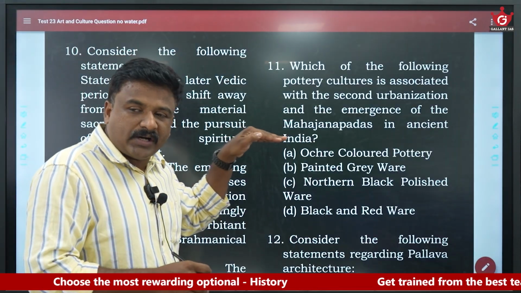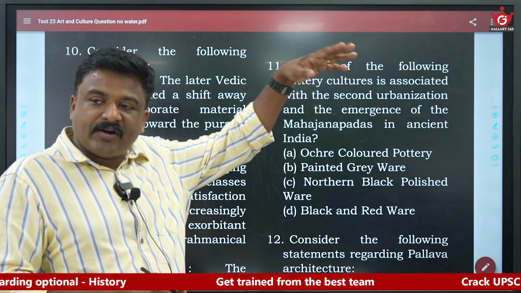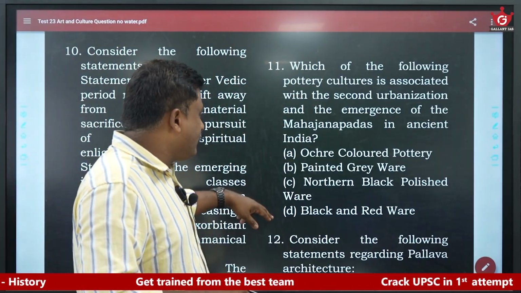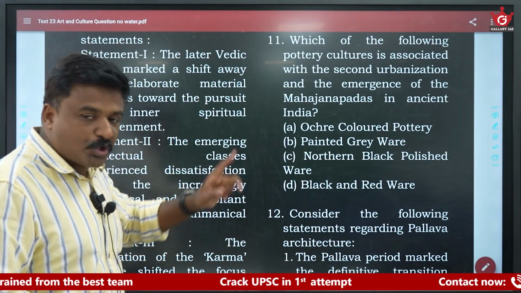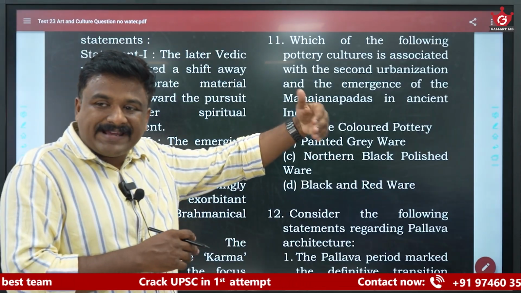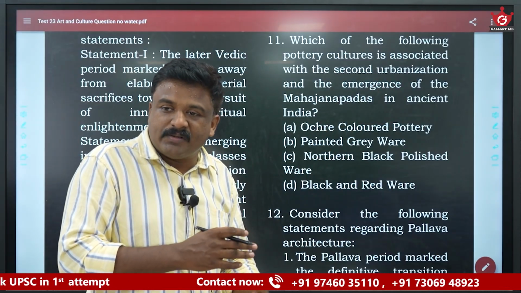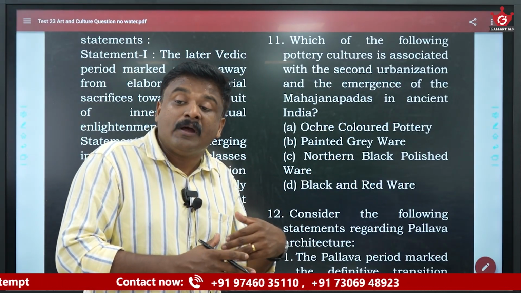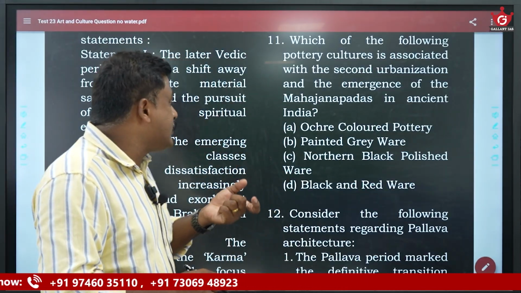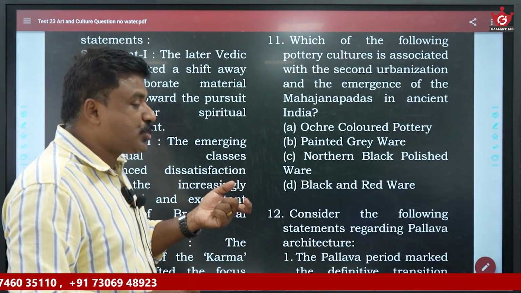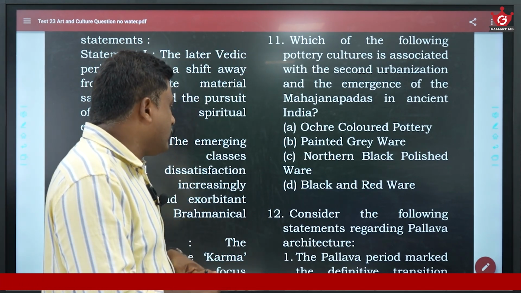It's almost connected to 600 BC. What was that culture? Around 600 BC, 500 BC, that culture you can go for: yes, northern black polished ware. You can see it extended into the Mauryan culture also. Towards 1000 BC onwards there is painted grey ware, and from 600 BC onwards you can see northern black polished ware. With the very emergence of Mahajanpadas, there is northern black polished ware.